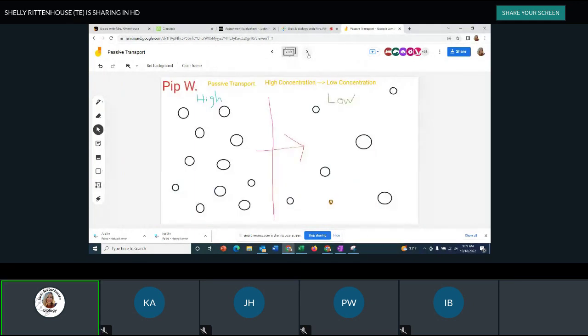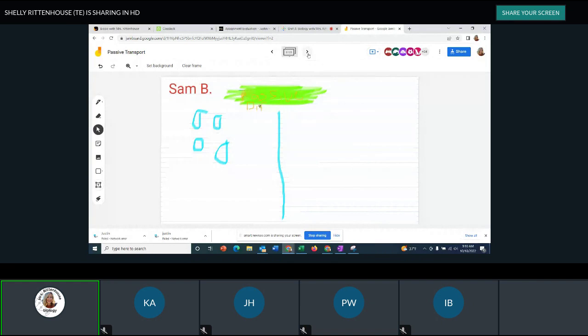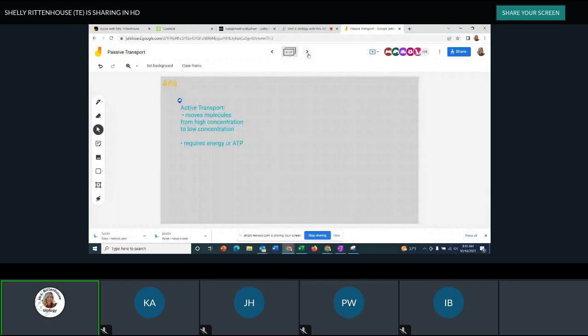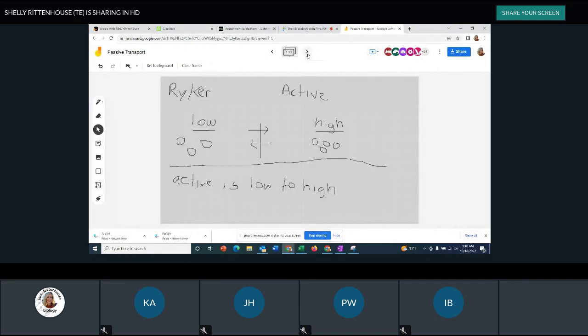Good. That's good, Pip. Moving from high to low. Like what all you're adding, that looks great. Passive, good. Diffusion, Sam, that looks great. Aria is gonna do active. I can't wait to see the picture for this. Requires energy, that looks really nice, Aria. Good, Ireland. I love that arrow showing it through the channel, ATP. Low to high, high to low, active. Perfect. Riker showed an example of kind of the differences. I like that.